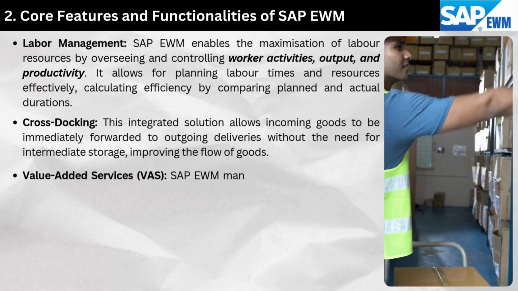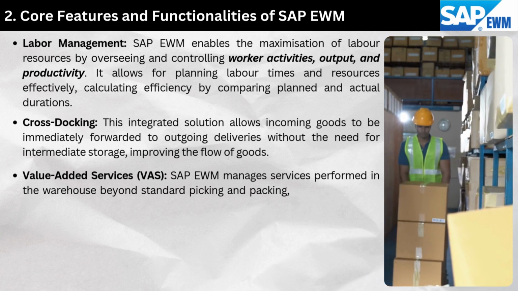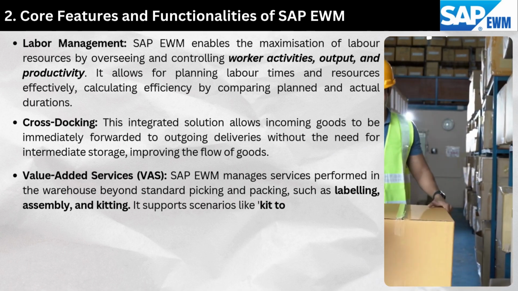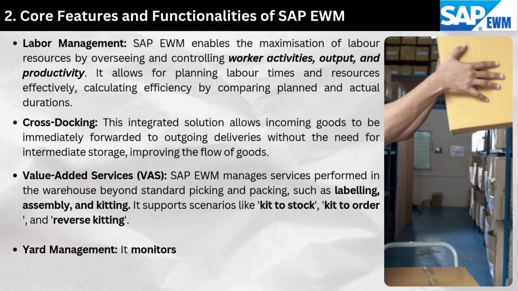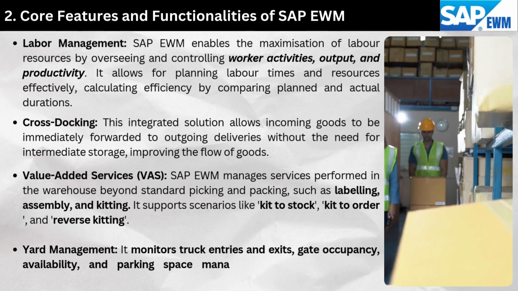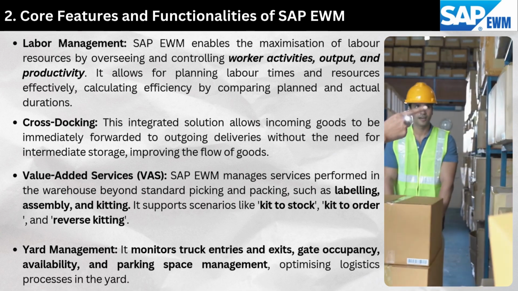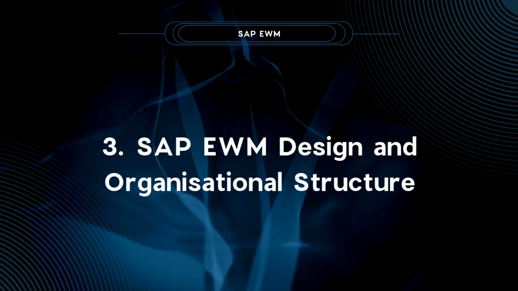Value-added services. SAP EWM manages services performed in the warehouse beyond standard picking and packing, such as labeling, assembly, and kitting. It supports scenarios like kit to stock, kit to order, and reverse kitting. Yard management. It monitors truck entries and exits, gate occupancy, availability, and parking space management, optimizing logistics processes in the yard.